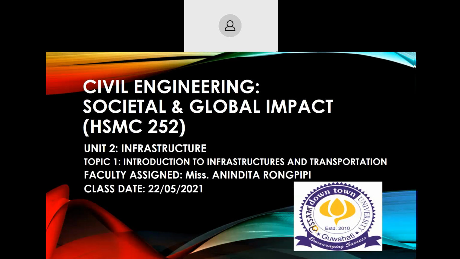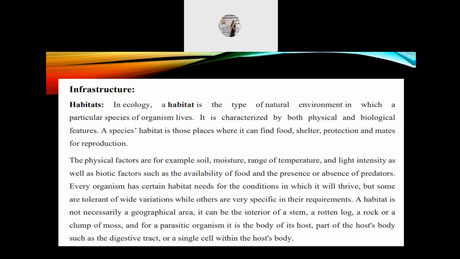So hello students. Today we'll start our new unit number 2, which is named infrastructure. So the first topic number 1 is introduction to infrastructures and transportation. So at first, the different types of infrastructure. Under infrastructure, the first one is habitat.